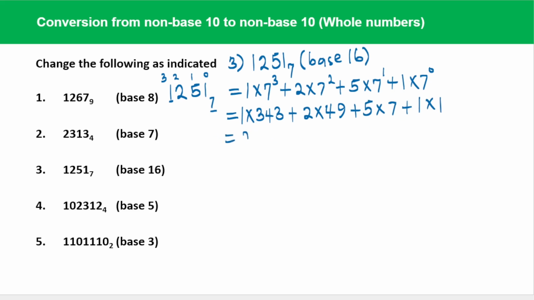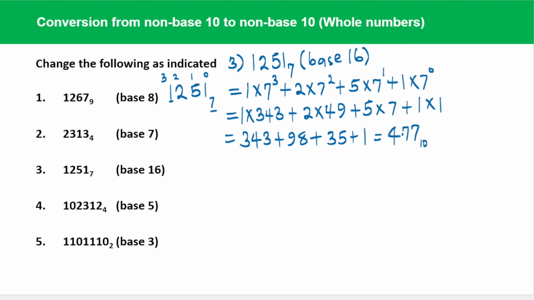1 times 343 will give us 343 plus 2 times 49 will give us 98 plus 5 times 7 will give us 35 plus 1 times 1, which is 1. Finally, we add up these values together. 343 plus 98 plus 35 plus 1. That will give us 477 base 10.